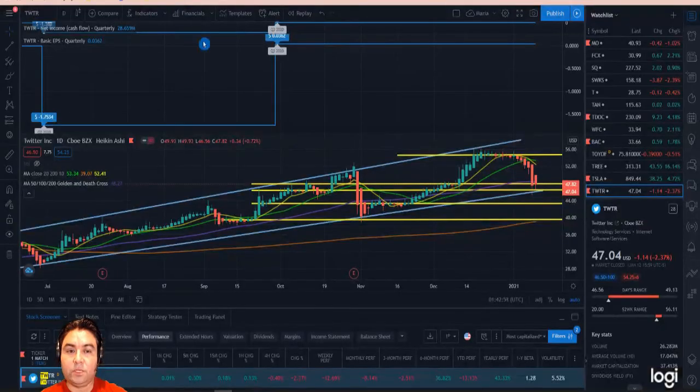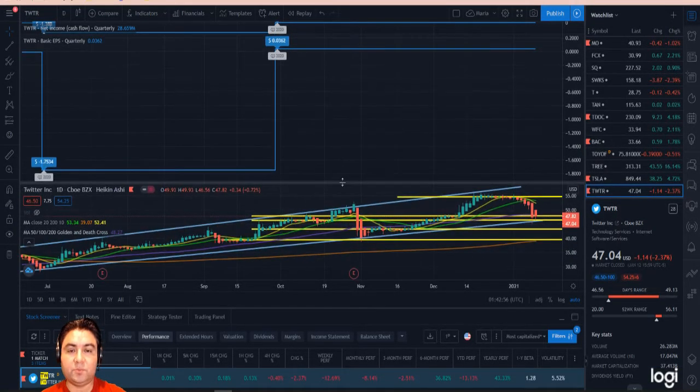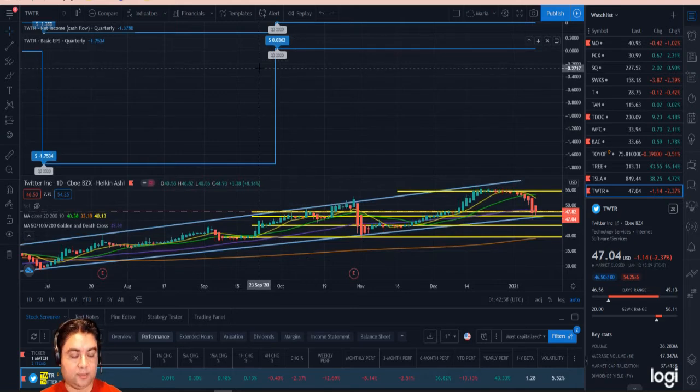Perfect. Okay, so now jumping to the next one, I want to show a specific number. As you know, I like to show you the earnings per share.